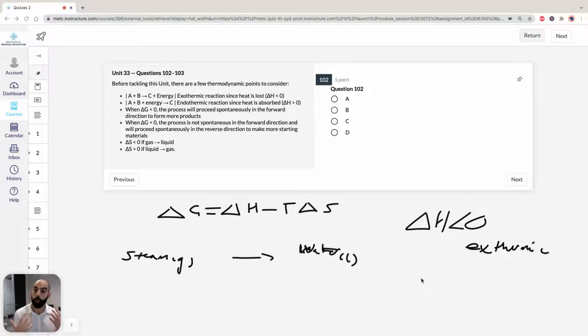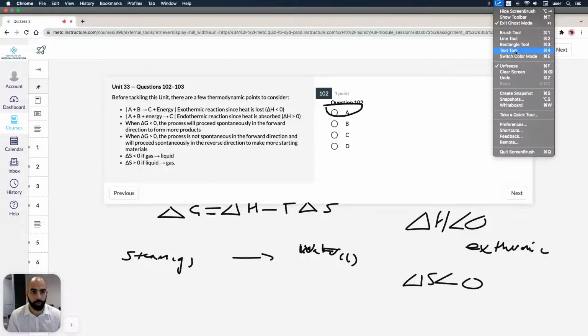If it's less disorder, so if it's a more organized structure, the entropy is going to be less than 0. So you can see, without even looking at the options, that for a change to occur when steam condenses, it has to have a negative entropy and a negative enthalpy. So it's going to be exothermic. Therefore, your answer for 102 has to be B.